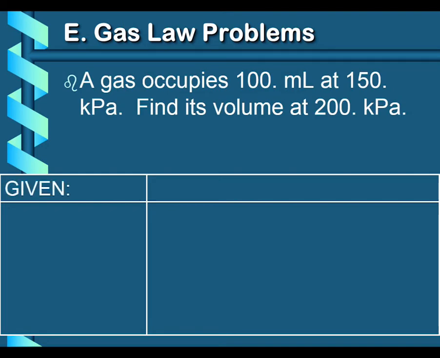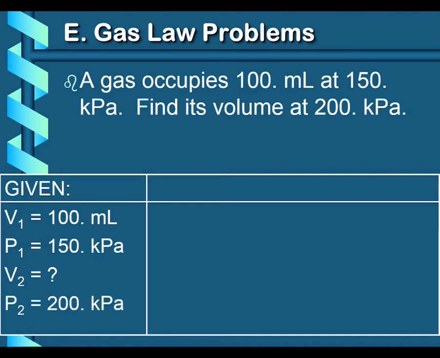So our given information, volume 1 is 100 milliliters. That's at the 150 kPa, so that first pressure, P1, is going to be labeled 150 kPa. We're looking for a second volume that's at 200 kilopascals. So the second pressure mentioned is 200 kilopascals. This is the only information I have, so I can see that temperature is held constant. That must mean we're dealing with Boyle's law, since temperature is constant, we're only dealing with volume and pressure.